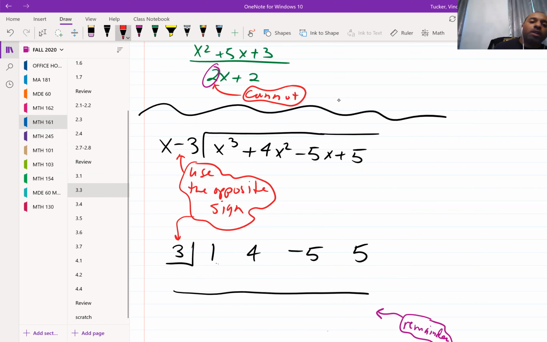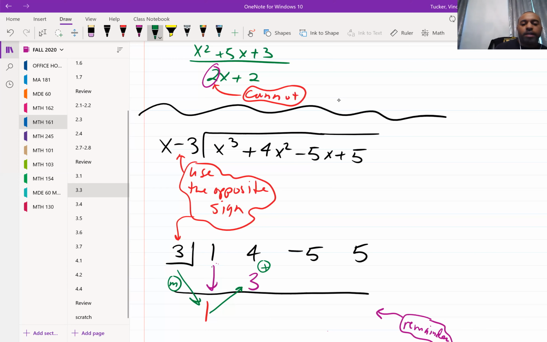If it's with x like this, written in this form, you use the opposite sign of that number, and you use the coefficients. So now the first move is to bring down, I guess I'll go purple, bring down positive 1. Whatever this number is, you always bring it down. That's always the first move. Then I'm going to multiply this 3 times that 1. Whatever the result is, I'm going to put it right here. So 1 times 3 is 3.